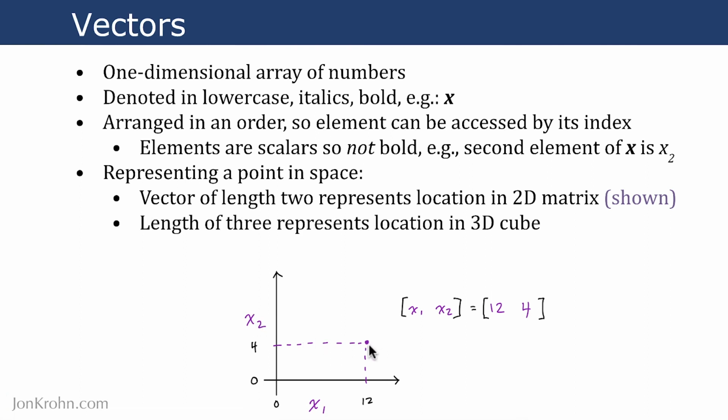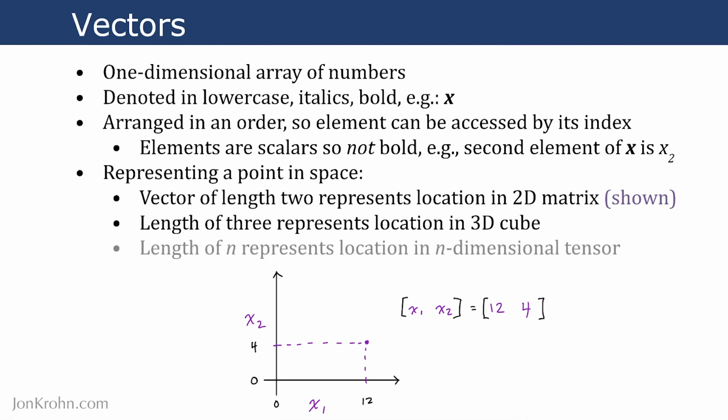If we had a vector of length 3, then that vector would represent a location in a 3D cube. So if we had one more dimension here, then you could imagine a third dimension in this grid, depth. That would be going away from your computer screen or coming out of your computer screen towards you. And so a three-dimensional vector represents a point in that kind of three-dimensional space.